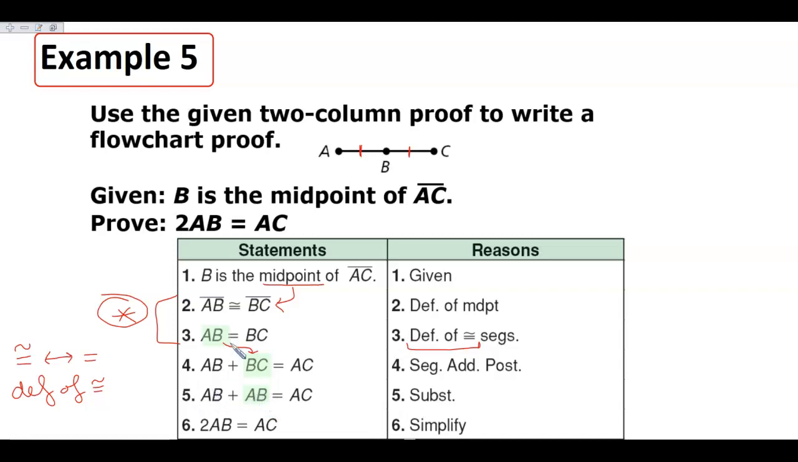Because I'm plugging it in, I'm substituting. Now I can add AB and AB to get 2 AB. And I can say simplify, or I can also say combining like terms. Remember, we can use CLT to abbreviate combine like terms. All right, I will accept either one of these. Simplify is fine, combine like terms is fine.